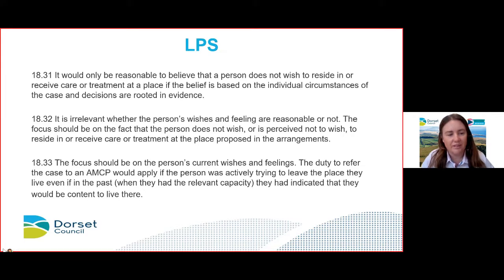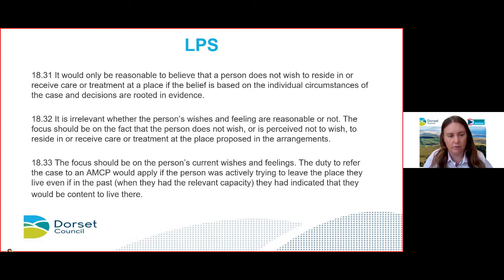So just looking at the MCAP role again, it would be reasonable to believe that a person does not wish to reside in or receive care and treatment at a place if the belief is based on the individual circumstances of the case and decisions are rooted in evidence. So it talks about formulating and collecting that evidence and documenting that to look at that objection.